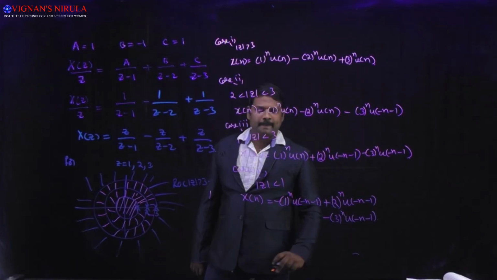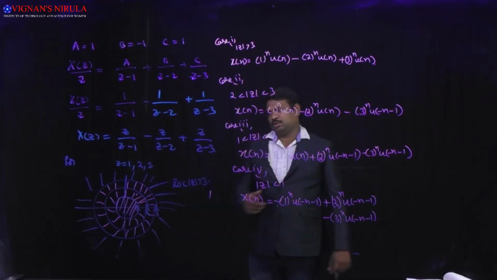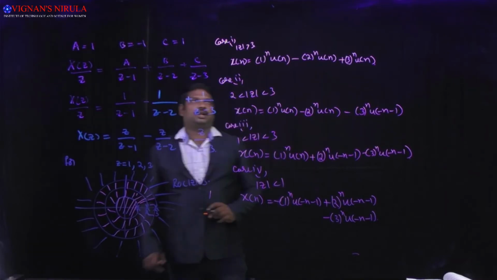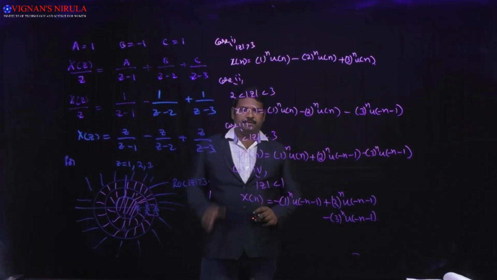This is the 4 combinations of the corresponding x of z. If the poles are at 1, 2 and 3, we'll have the 4 combinations of ROCs like this: mod z greater than 3, between 2 and 3, between 1 and 2, and mod z less than 1.